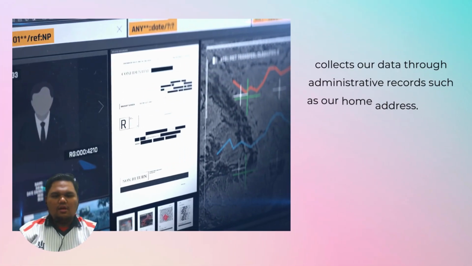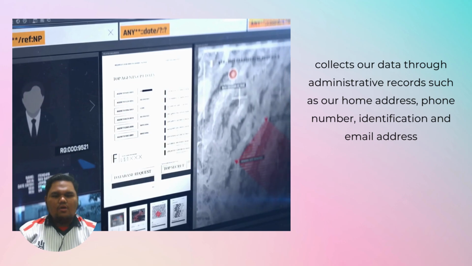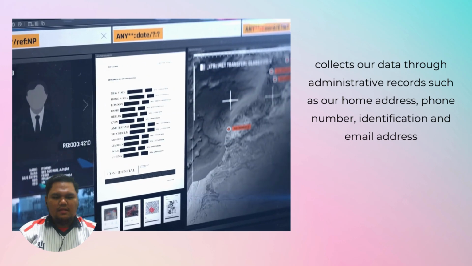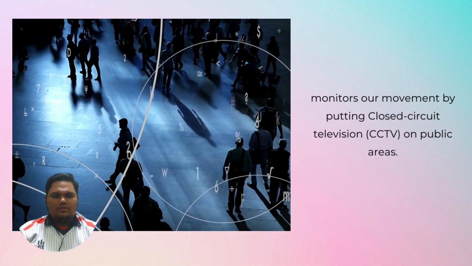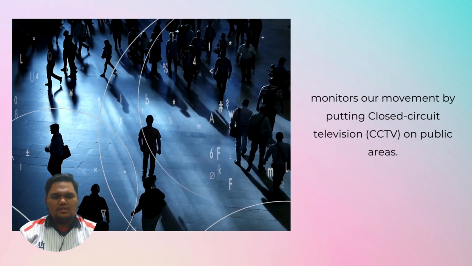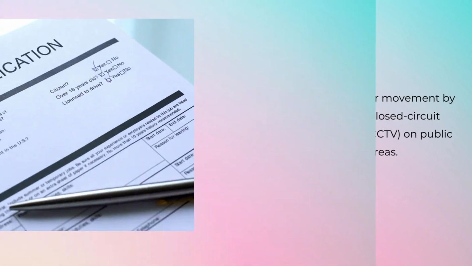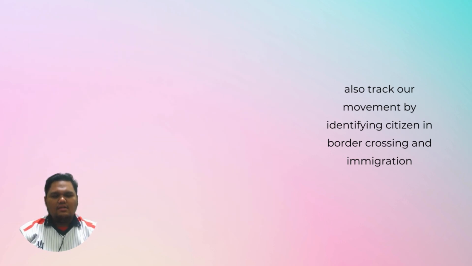The government collects our data through administrative records such as our home address, phone number, identification, and email address. The government also monitors our movement by putting closed-circuit television (CCTV) in public areas. The government can also track our movement by identifying citizens in border crossing and immigration.